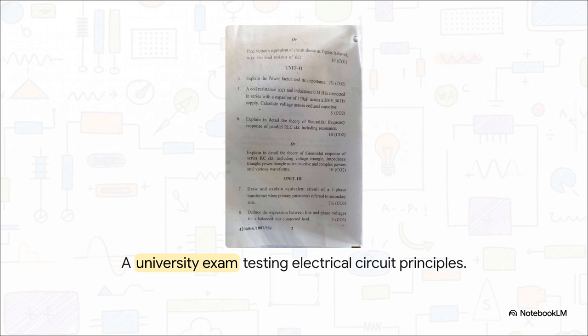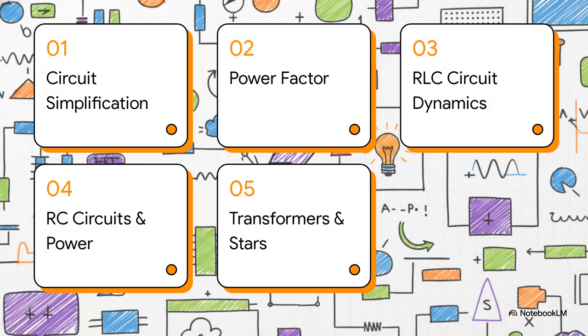We aren't just reading test questions today, we're decoding the whole shebang to extract the fundamental tools that every electrical engineer uses to master power, efficiency, and design. So here's our agenda for The Explainer. First, the art of circuit simplification. Second, demystifying the power factor. Third, the dynamics of RLC circuits. Fourth, RC circuits and power triangles. And finally, transformers and star loads. Let's get right into it.